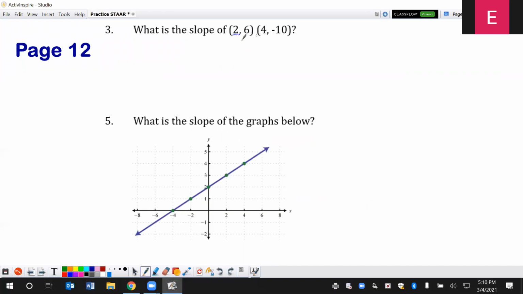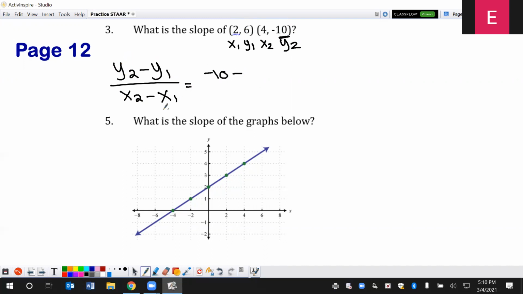From points, it is the exact same thing. X1, Y1, because remember, a point has both an X and a Y. This is the second point, so then this one is X2, and this one is Y2, and you would do the exact same thing I did on that previous example. My formula is this one. So my Y2 is -10 minus my Y1 is 6. Bottom, X2 is 4 minus X1 is 2.